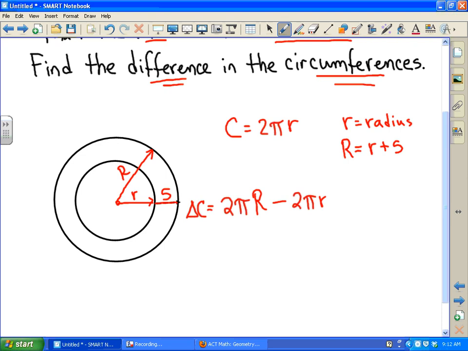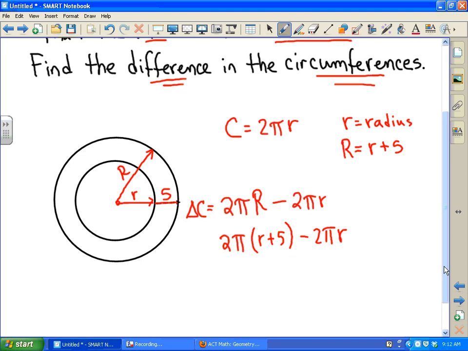And we know that big R is r plus 5. So we're going to have 2 pi times r plus 5 minus 2 pi r. And so at this point, we're looking at combining and simplifying terms.